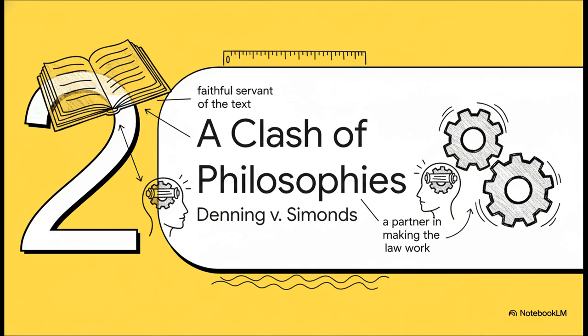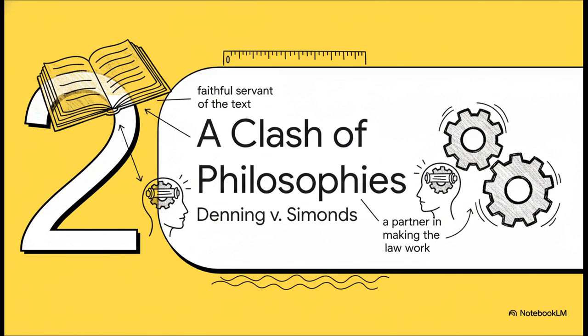Now, these different rules, they're not just technical choices from a menu. They actually represent a huge philosophical battle about what a judge is even supposed to do. Is a judge just a faithful servant to the text? Or are they more like a partner helping to make the law work better?